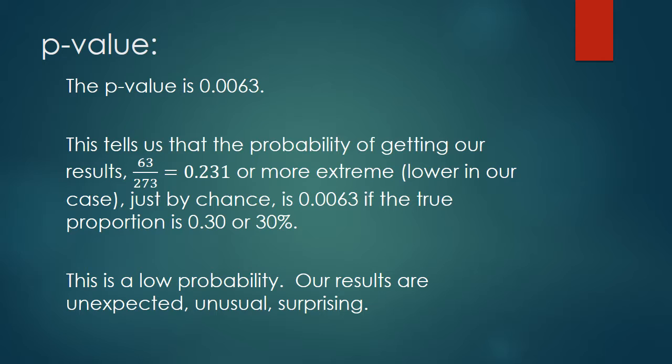So again, here's what our p-value is saying. P-value is 0.0063. Tells us the probability of getting our results, 63 teenage girls who smoke to stay thin out of 273, which is a proportion of 0.231 or about 23.1%. The probability of getting 23.1% or lower if our true proportion is 30% is only 0.0063. So that is unusual. We just want to make sure it's unusual enough, and alpha tells us that.